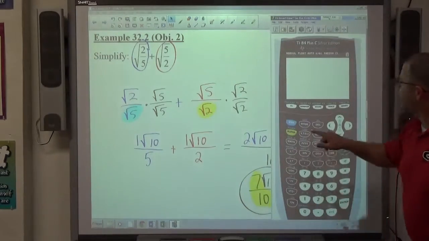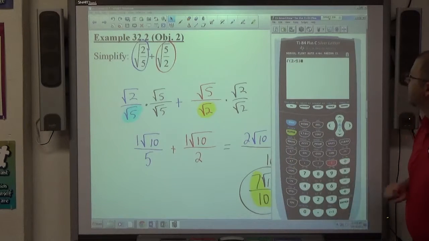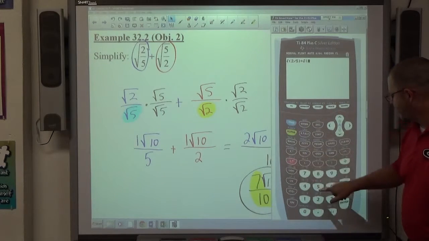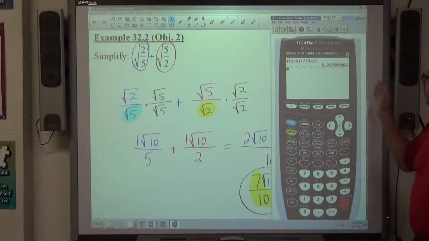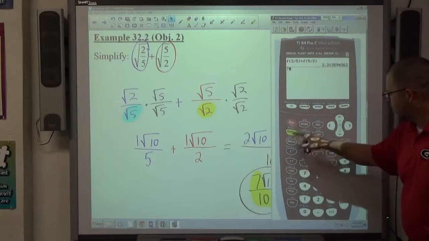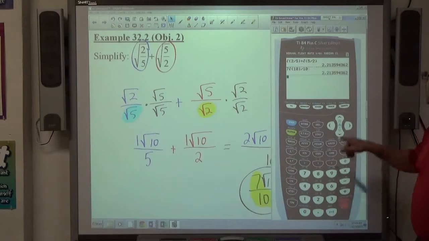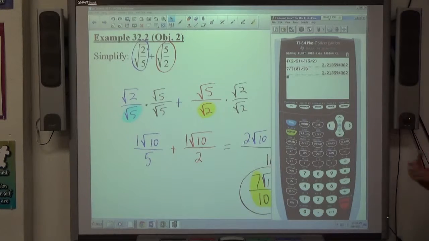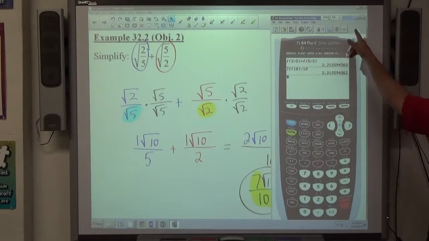All right. So if I type in square root of 2 divided by 5 plus the square root of 5 divided by 2 equals 2.21 whatever, and then the answer was 7 times the square root of 10 divided by 10. It's the exact same decimal approximation, which tells me that I got the right answer. So again, very easily checked, and I recommend doing that until you get to the point where you're getting it right every single time. I wouldn't worry about that anymore at that point.